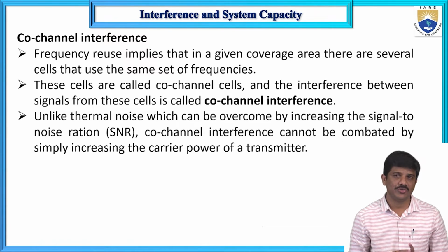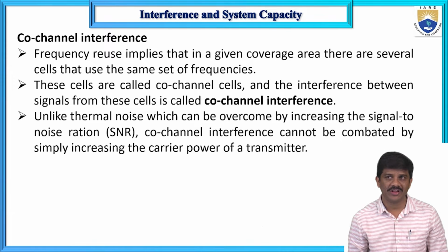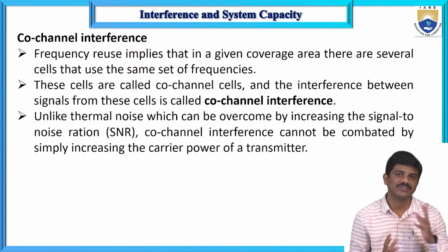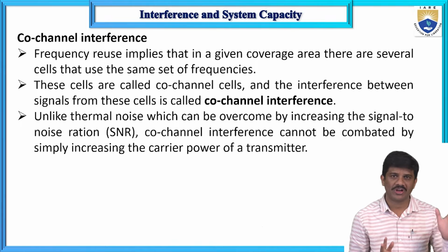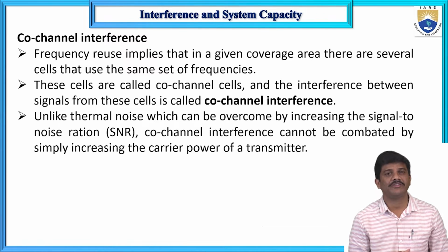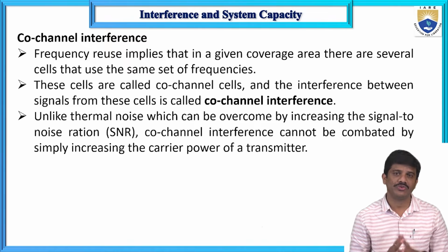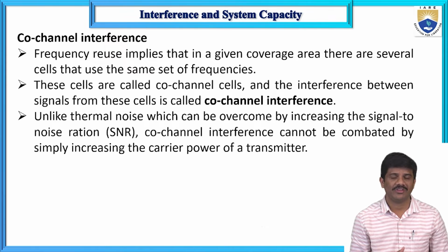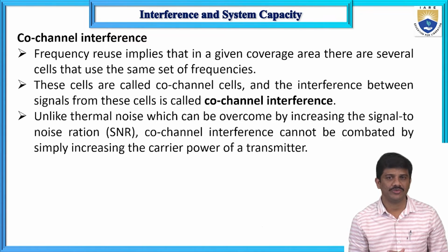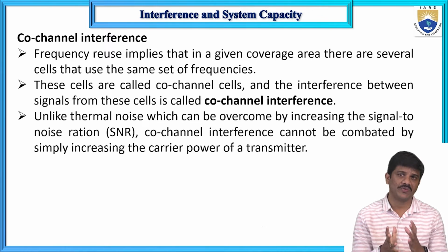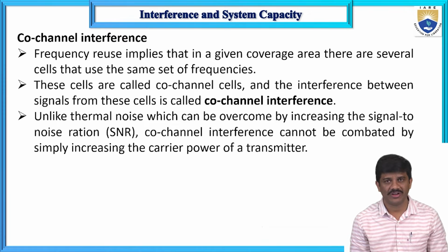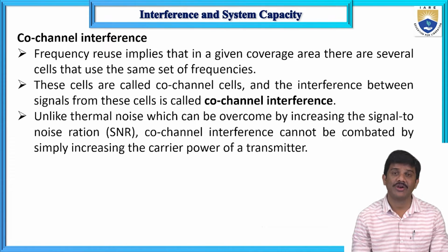Coming to frequency reuse, it implies that in a given coverage area there are several cells that use the same set of frequencies. We already discussed the frequency reuse concept; go through that video and you can understand it. There also we use the same frequency in nearby cells of the base station. That is the concept of frequency reuse. But here you can see some set of frequencies implies the given coverage area. These cells are called co-channel cells.